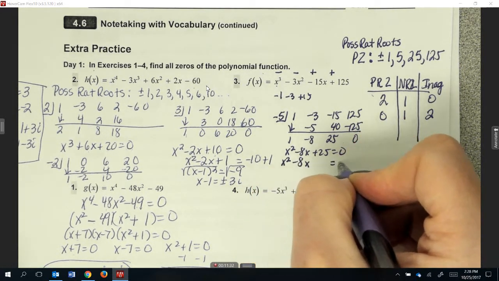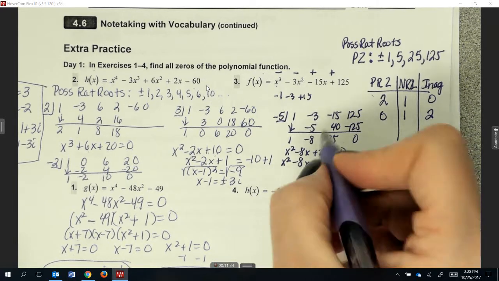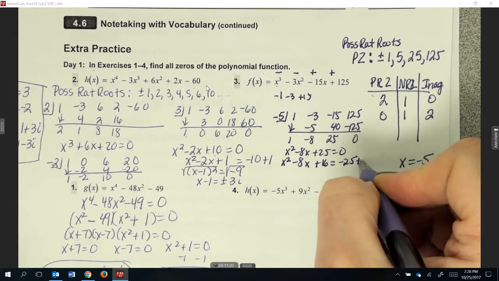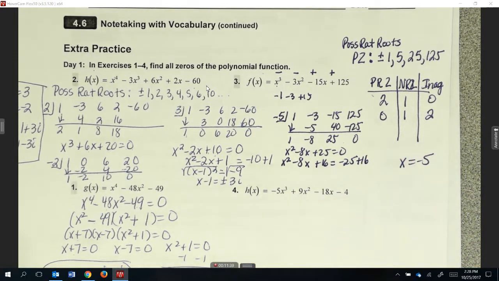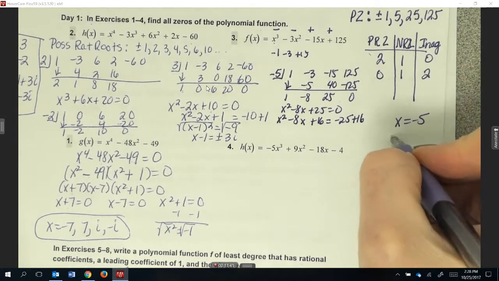You can use a quadratic formula. Half of 8 is 16. I'm going to add that to both sides. You guys finish it and tell me what the other two zeros are.